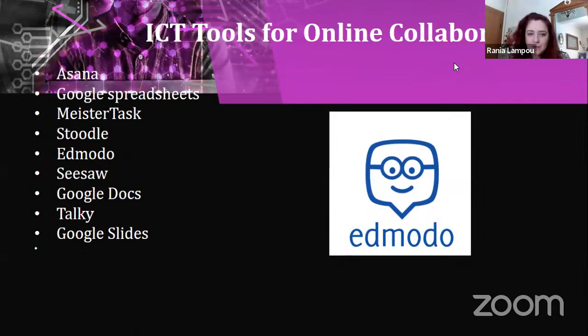When we talk about online collaboration, you can see here some of them. I think the most popular is Moodle, because it has a characteristic of social media. It seems like Facebook, but actually is used for educational purposes.